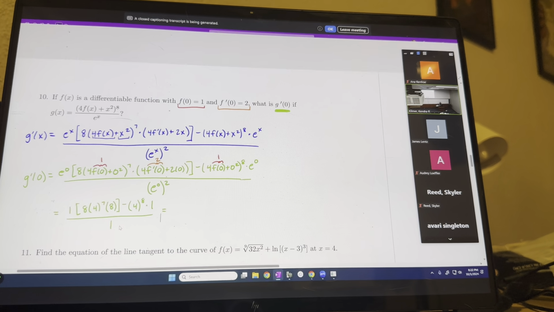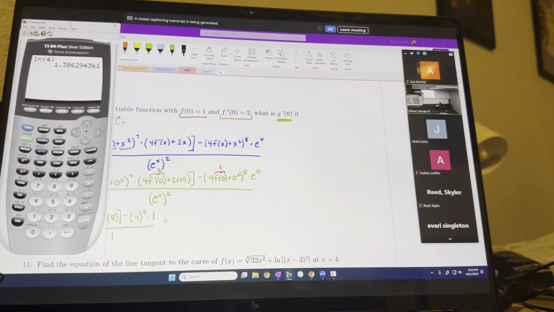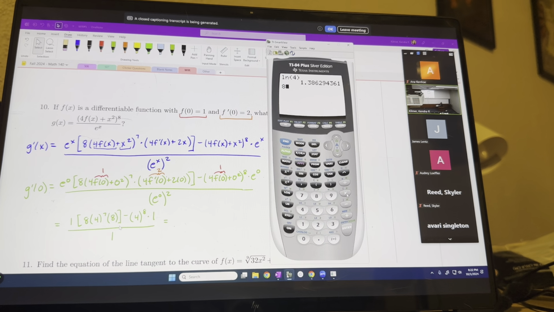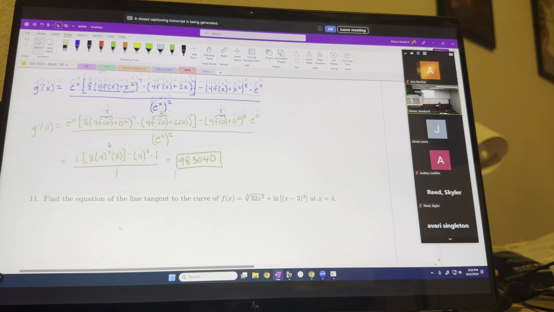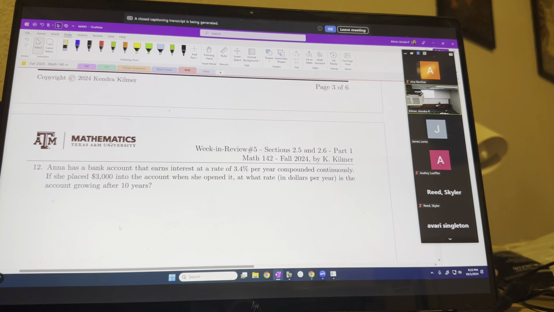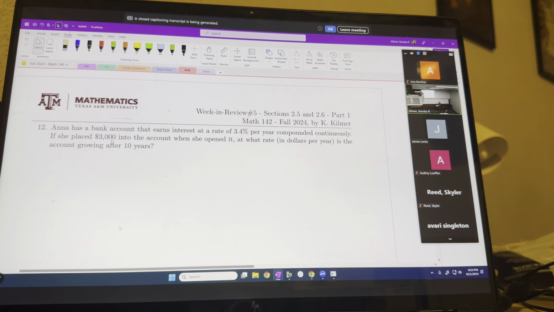Okay. Sorry, what I have written on my page is correct arithmetic. So we have 8 times 4 to the 7th times 8 minus 4 to the 8th gives us 983,040. Yes.